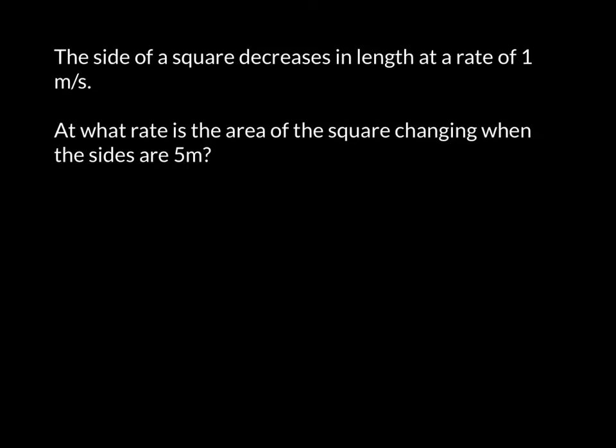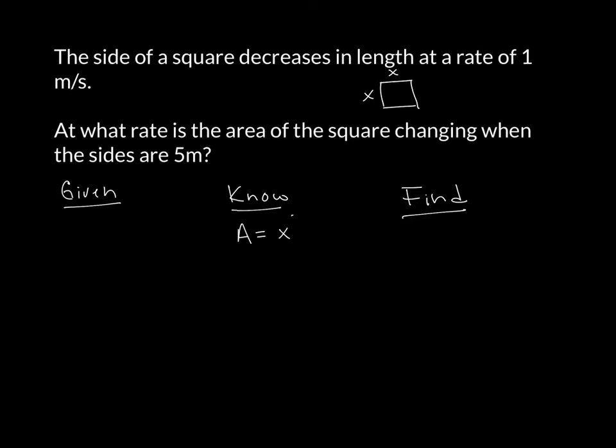Okay, so again, we're going to start with what do we have that is given to us? What do we know? And what are we trying to find? All right, I'm going to go ahead and draw my square. Let's call this side length x. I'm going to need to know that the area in this case is x squared. And remember, this variable can be anything you want, but make sure you identify what it is.